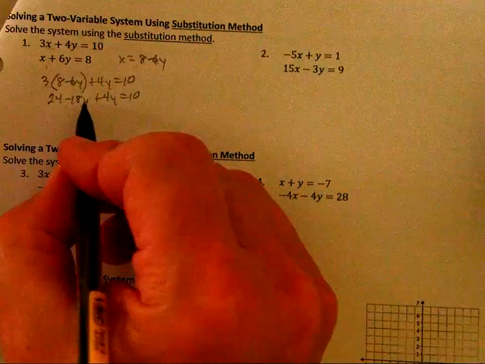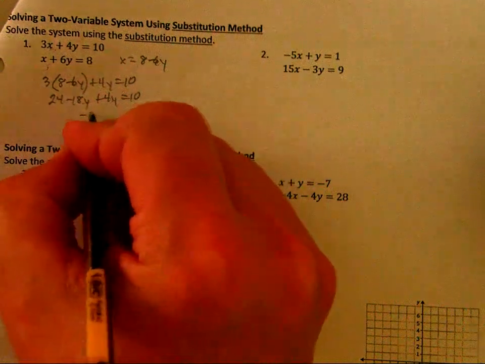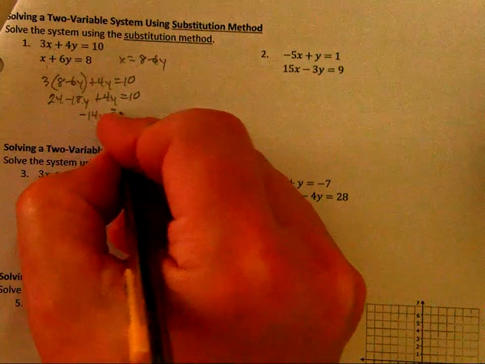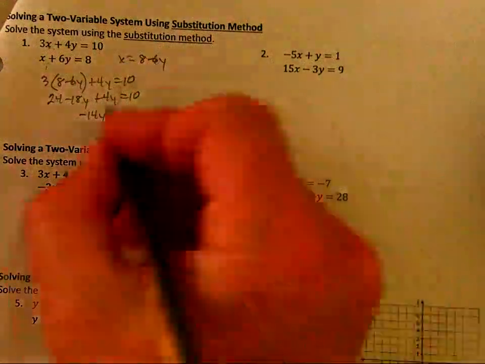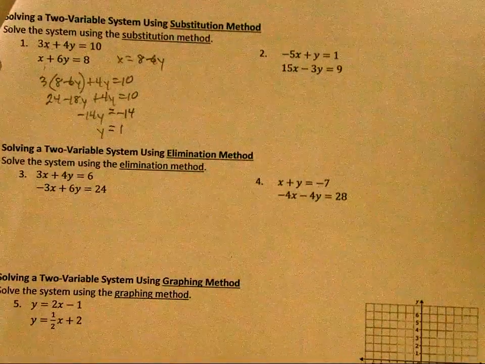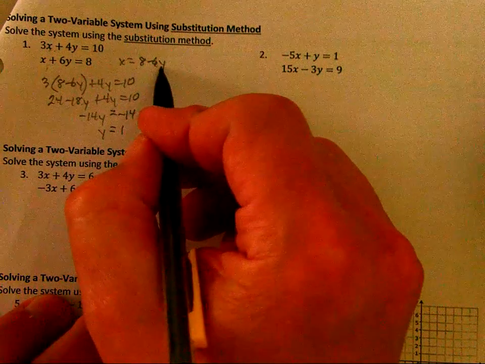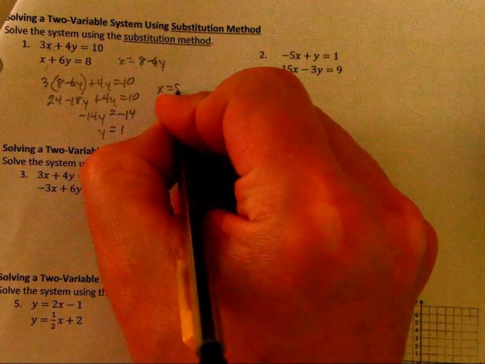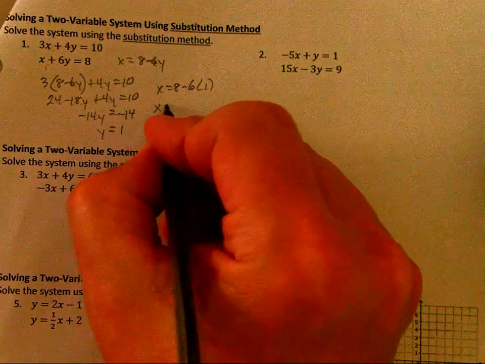Let's combine like terms. If we put these two together, that's a negative 14y. And if we move that 24 to the other side, that'll give us a negative 14. Now divide both sides by negative 14, we get y equals 1. So we found one variable. Now to find our x variable, let's go back to this one we solved here, and let's put 1 in for y. So x equals 8 minus 6 times 1. Well, that's 8 minus 6, x equals 2.